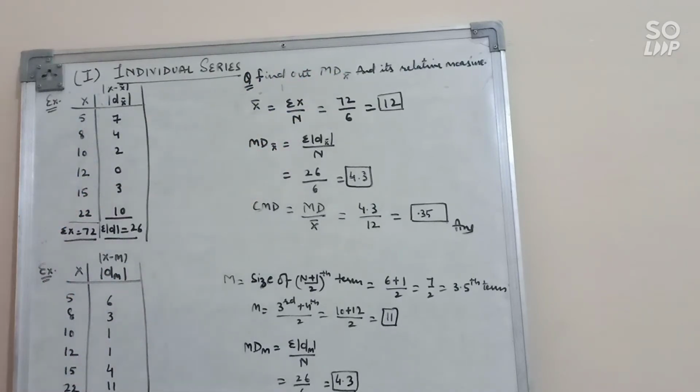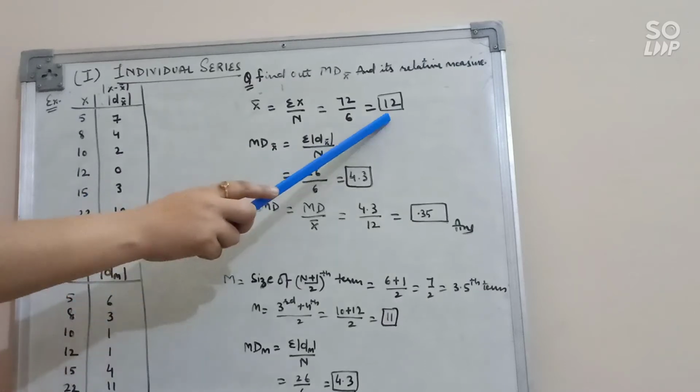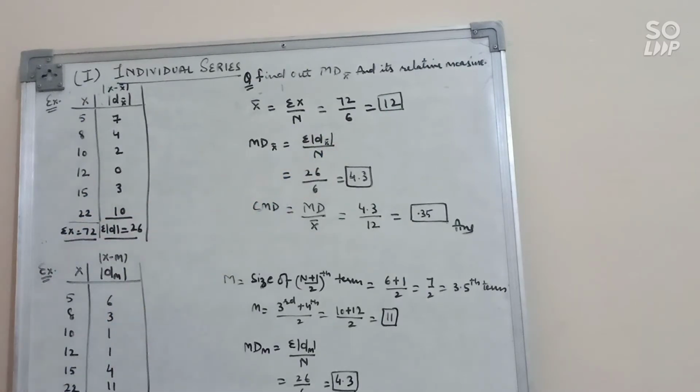Now deviation, if you are finding the deviation with the help of mean, the formula you need to write here is x minus mean. So x is given. Now mean is 12. You just need to take the difference because we are ignoring plus and minus signs. So 12 minus 5 is 7, 12 minus 8 is 4, 12 and 10, the difference is 2, 0, 3, 10.